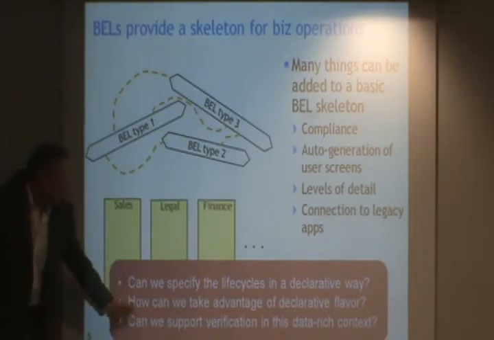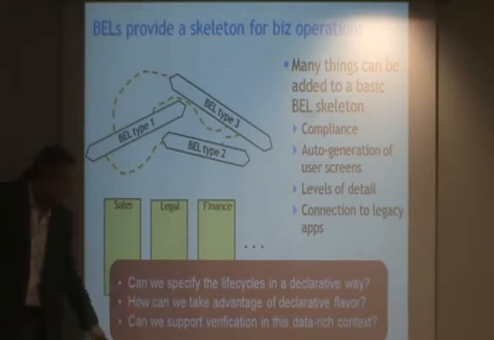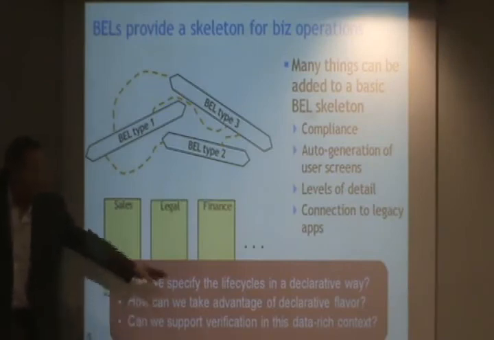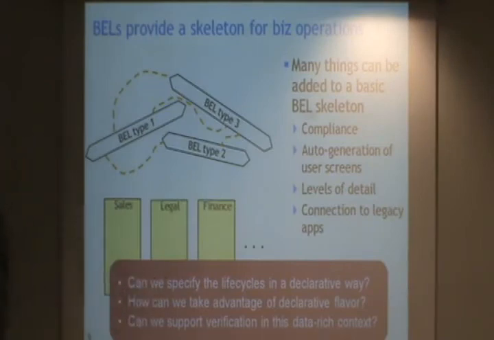If we get this declarative way, then how might we take advantage of it? What are some different ways we can take advantage of this declarative flavor of lifecycle specification? And can we support verification in this data-rich context? So these are the kinds of questions that I want to talk about, or try to answer.